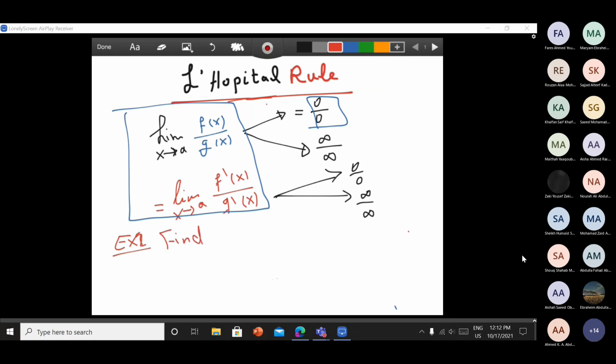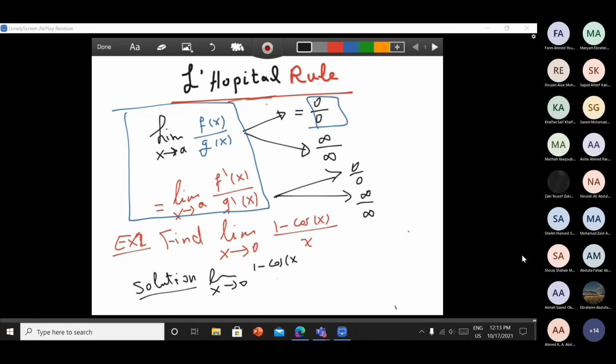Find the limit when x tends to 0 of 1 minus cosine x over x. To solve this one, I'm just substituting: 1 minus cosine 0 over 0. Cosine 0 is 1, so 1 minus 1 is 0 over 0. Now I can use L'Hopital. Using L'Hopital rule.